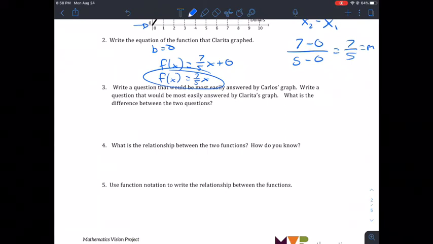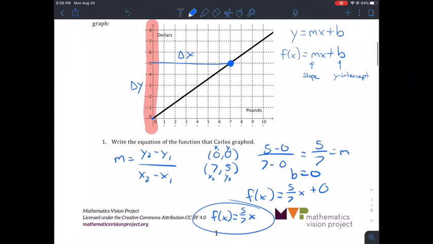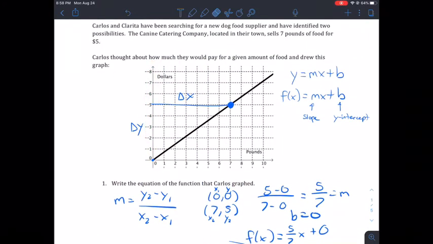Now, number 3 says, write a question that would most easily be answered by Carlos's graph, and write a question that would be most easily answered by Carlita's graph. What is the difference between the two questions? So if we look at Carlos's graph, if I want you to think about a function, when we have a function, it's always input, output, usually x comma y. In this case, his input is pounds. That's where it's on the x-axis there. And his output is dollars.